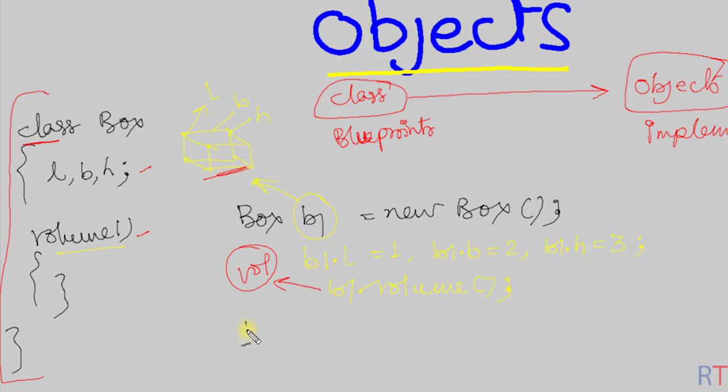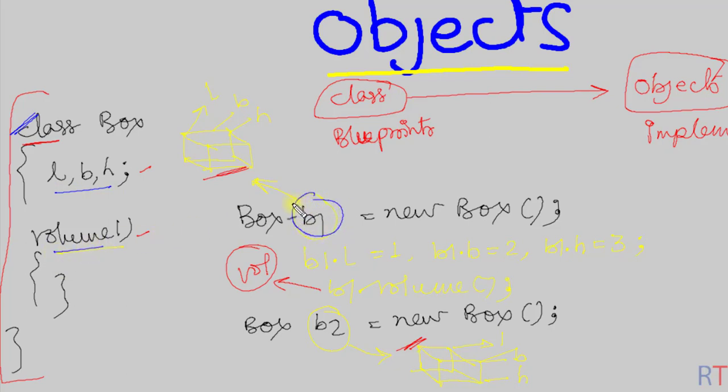Similarly, we can create another box object b2. Also the object b2 will refer to some separate real world element which has its own length, own breadth and own height, and also we can calculate volume for that box too. So in Java, classes are like blueprints or prototypes where we declare the attributes and methods, but the objects are the implementation of that class which refer to some real world object.